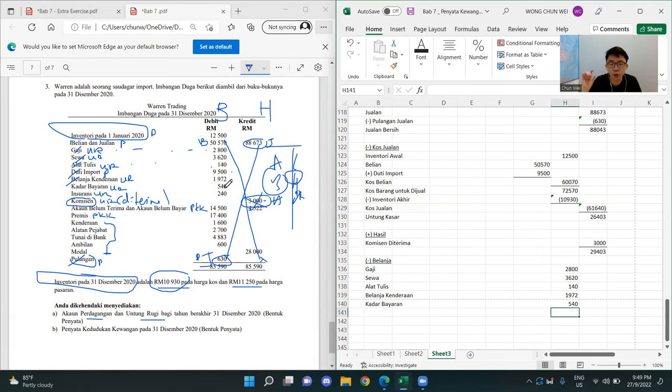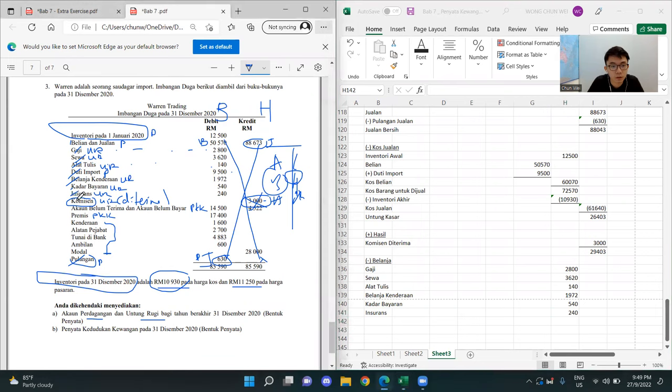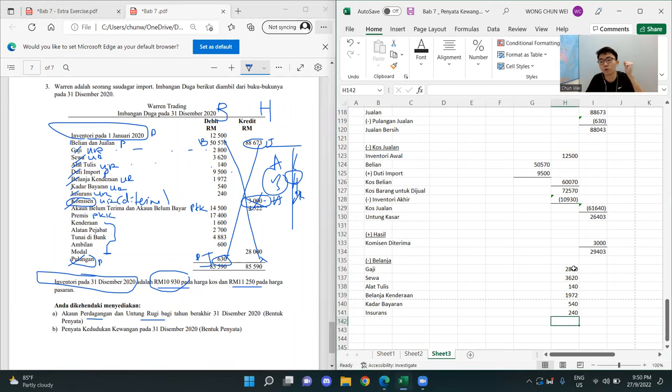Okay, so you need to know which term to use while you're doing accounting. Then insurance you don't need to explain, right? Insurance you buka business, you ada kenderaan, all this you buy insurance, right? 240. Then commission diterima is a hasil, so sudah record. Then premis, all these are in PKK. That's it. That's all for your belanja. Then you add them up, put here.